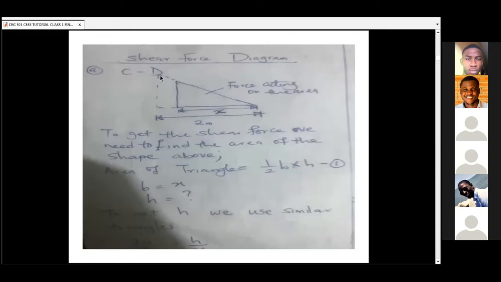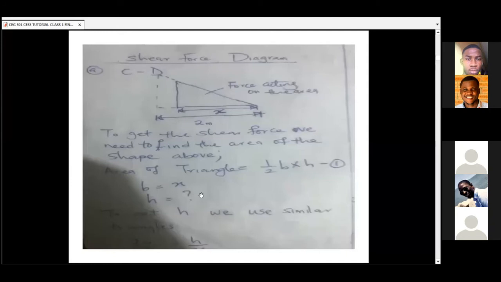If we were considering the full span from the question, the height would be what? 20. But now we are not considering the full span. We are considering a portion of the span to get a formula involving X, so that when we put in different values of X, maybe X at 1.5 or X at 1.2, we'll be able to get the shear force at those points. So the area is half base times height, your base is the x, and the height is what we are now going to relate to x.